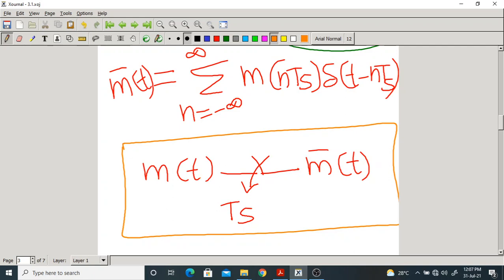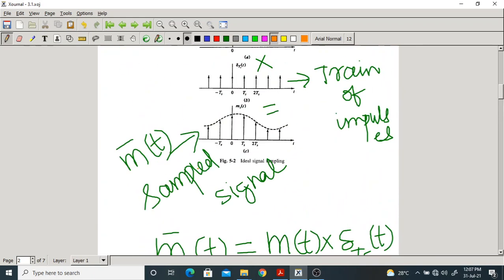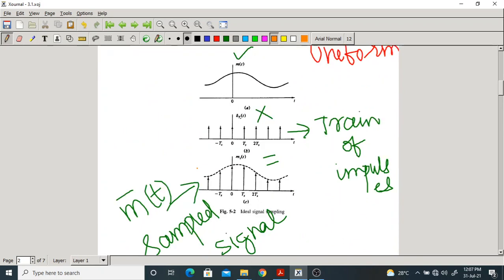Sampling means these samples will represent the signal m of t. So these few impulses represent this continuous time signal m of t. That is the meaning of sampling. The signal is a continuous signal, but from this signal we are taking a few points, a few values. Those points or values represent the entire signal, so they are called samples.